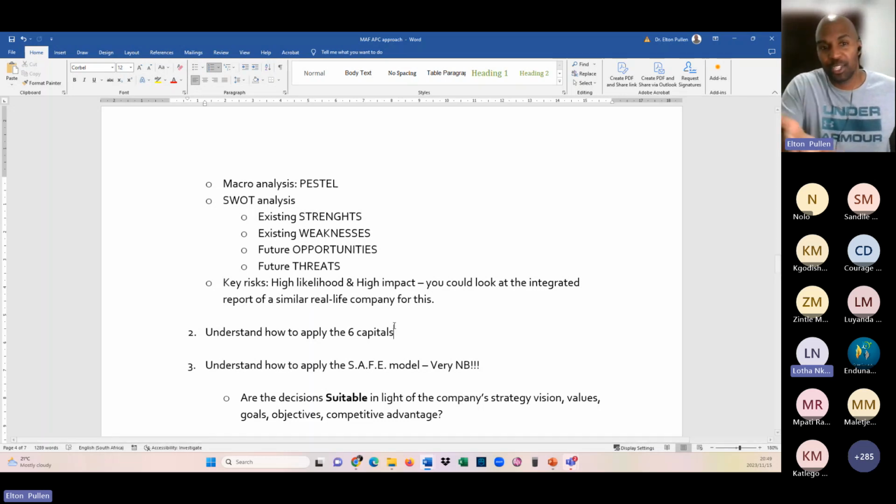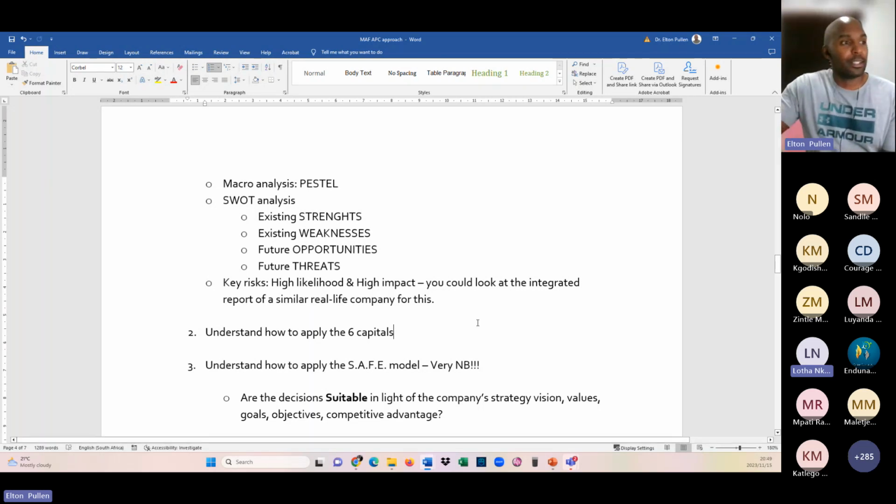So load shedding, we just saw just now, is a key risk. High chance of happening, has a high impact. But a tsunami in South Africa, high impact, but not a high chance of happening. So that's probably not a key risk. So just see if you can get a sense of what the key risk of that company is.